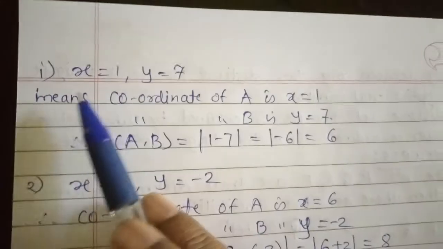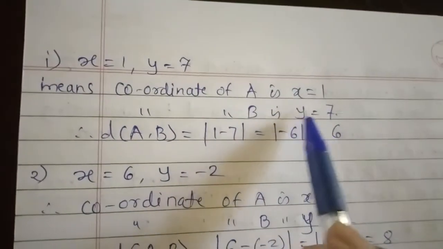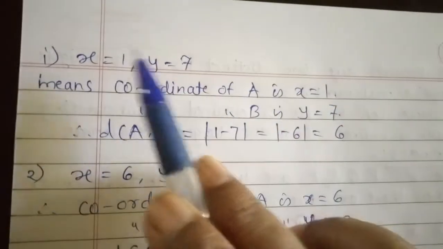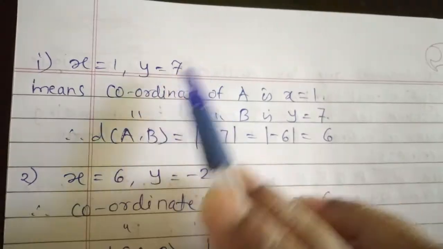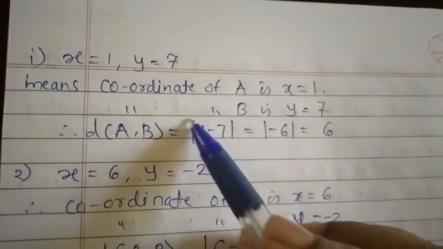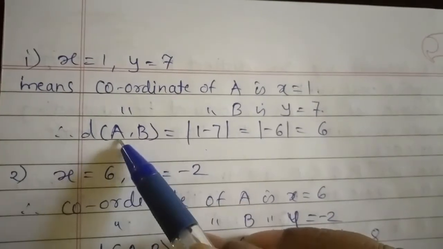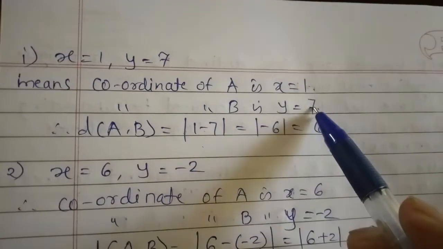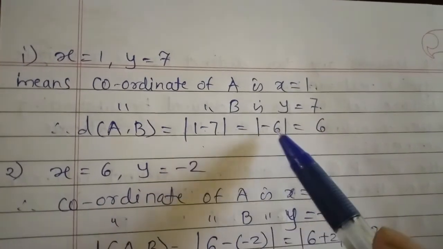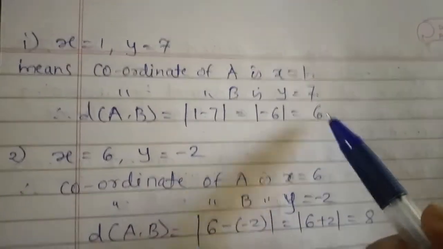So how to solve this one? We know that the coordinate of A is x, so x is equal to 1, and the coordinate of B is y, which is equal to 7. So how can we find distance AB? It is equal to, in mod, the coordinate of A, that is 1, minus the coordinate of B, that is 7. So 1 minus 7 is minus 6, and so the answer is 6.